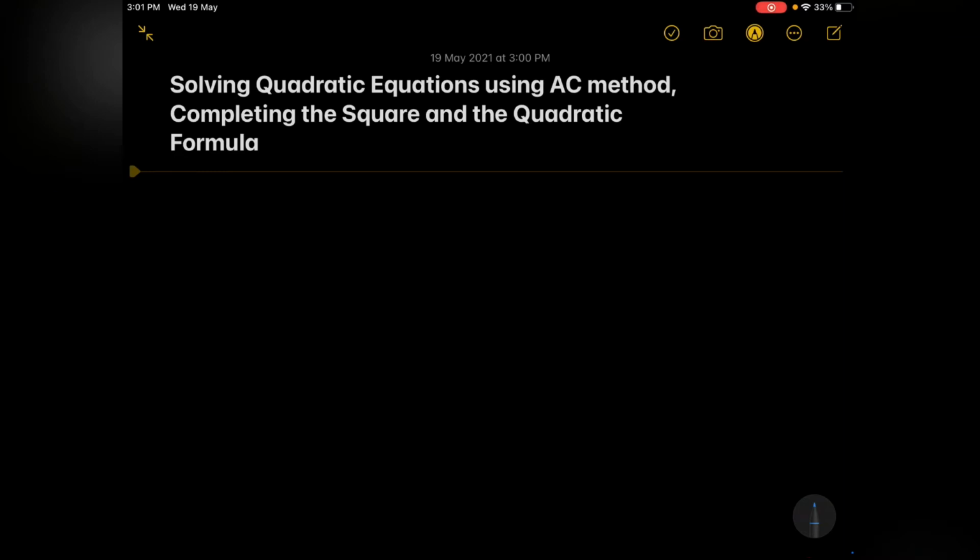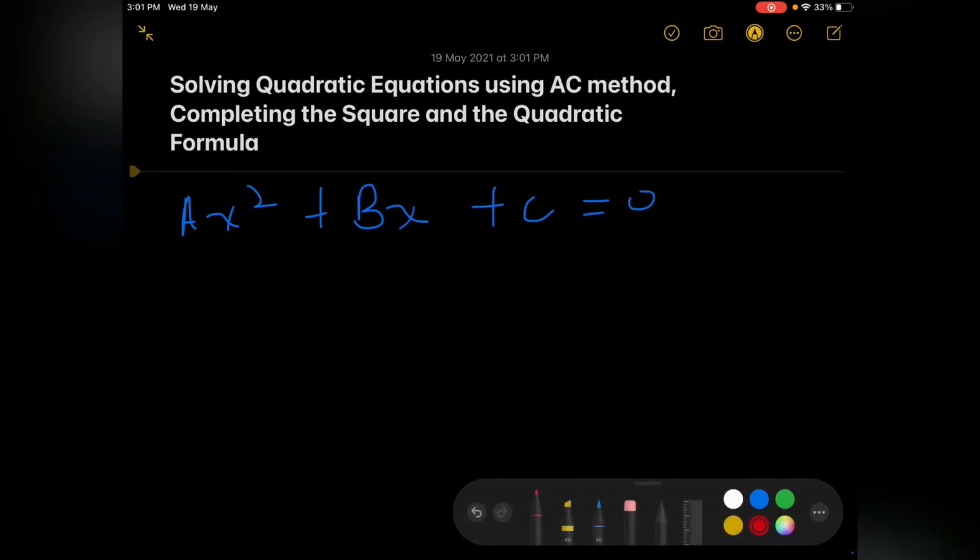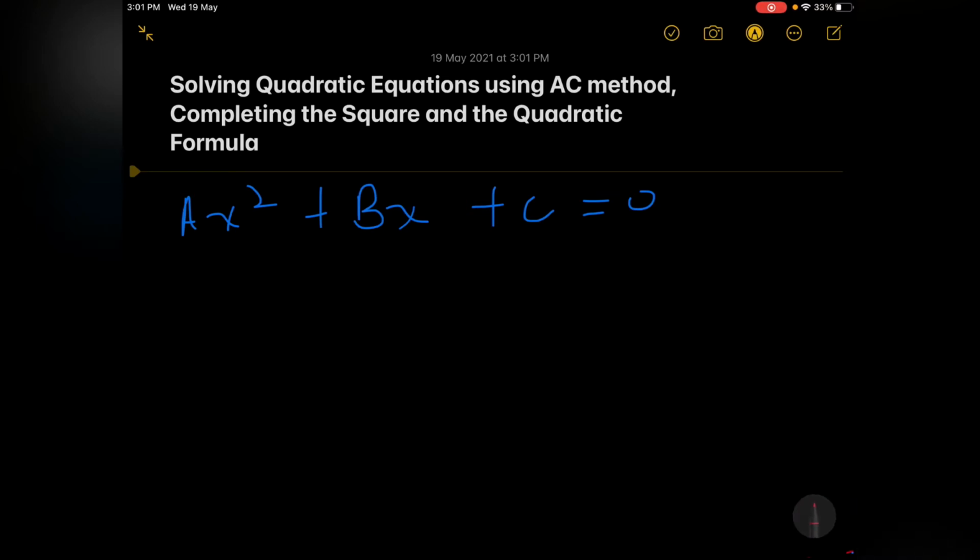A typical quadratic equation is normally given as ax squared plus bx plus c equals 0. Using the AC method, what we want to do is multiply a by c, and that's where it gets the name AC method from. So our first step, step 1, a times c.